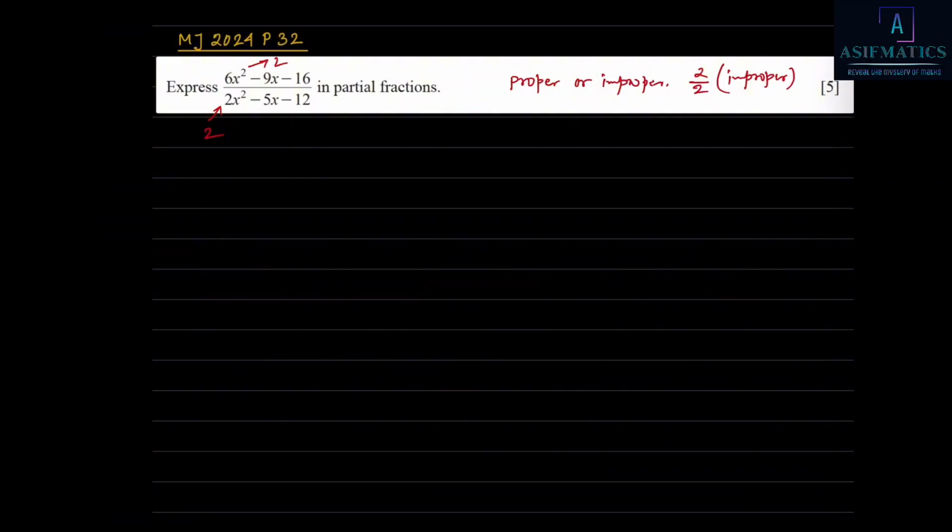Okay. Now, as it is an improper fraction, first we need to do the long division and bring it to mixed form. So first thing, in case of an improper fraction, you must do long division first. So let's do long division. In this case, our divisor is 2x square minus 5x minus 12, that is the denominator. And then we have our dividend inside, which is 6x square minus 9x minus 16.